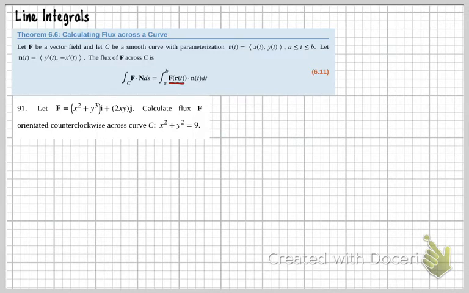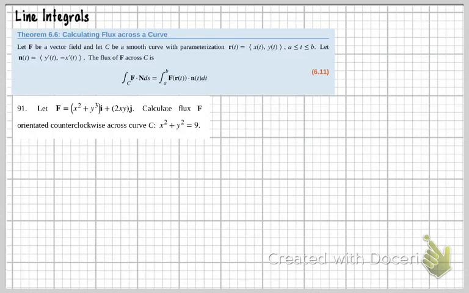and that simply means I plug r(t) into my vector field F for any x, y, or z if we had it. And then my n(t), which is y'(t), negative x'(t), and we're going to dot those and we're going to do that integral. And this is calculating flux across a curve.